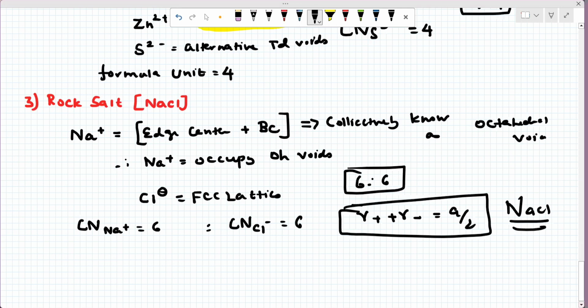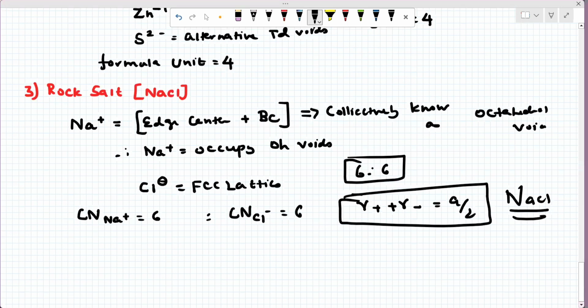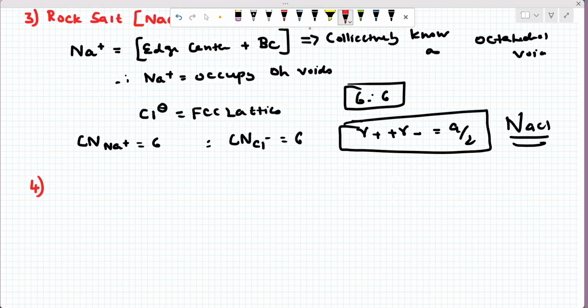Fourth one, okay. Cesium chloride. Cesium chloride substance.